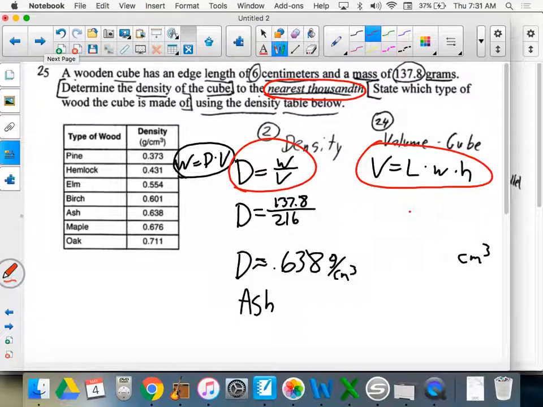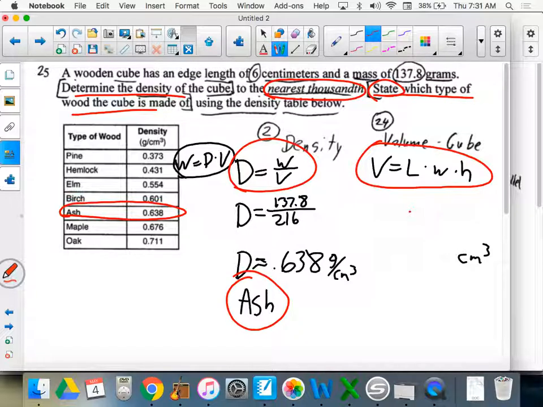So, the appropriate wood, they said state which type of wood is made by this density, and that would have to be ash. Because it says state, you must write ash. Okay, and they also asked to determine the density, which we did.